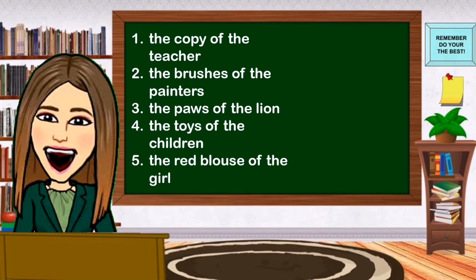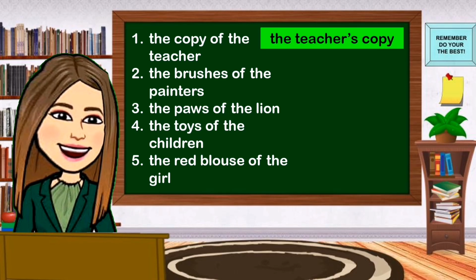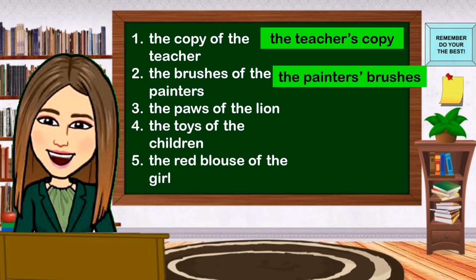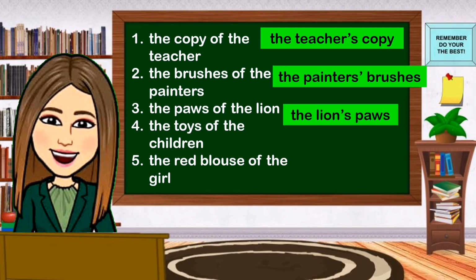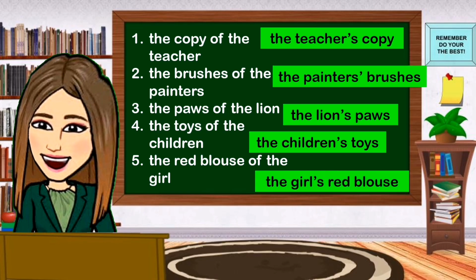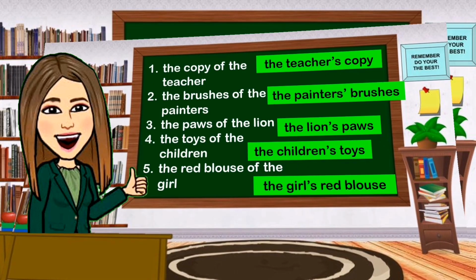Now, let's check your answers. Number 1, the teacher's copy. Number 2, the painters' brushes. Number 3, the lion's paws. Number 4, the children's toys. And number 5, the girl's red blouse. Did you get the correct answers? Excellent!